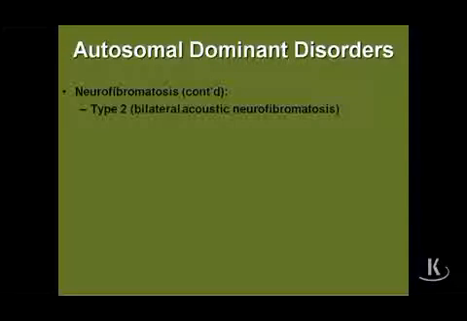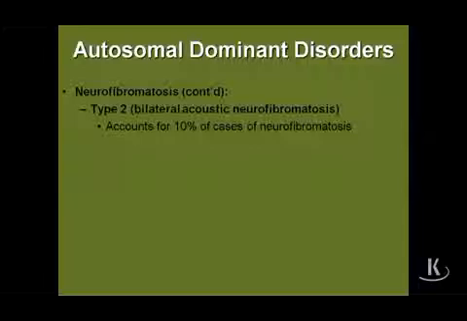Neurofibromatosis type 2, the old name for it clinically was bilateral acoustic neuromas, or what's called the central form of NF or neurofibromatosis. It only accounts for about 10% of cases of neurofibromatosis, and you can see by the frequency of 1 in 45,000, it's not that common.